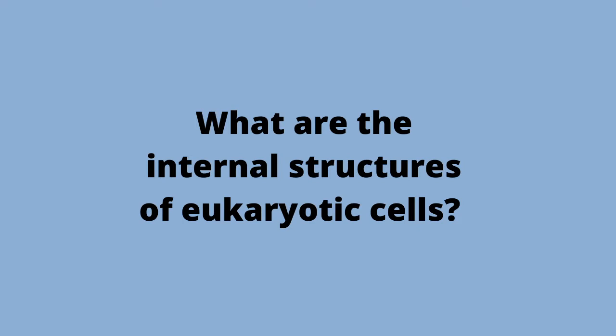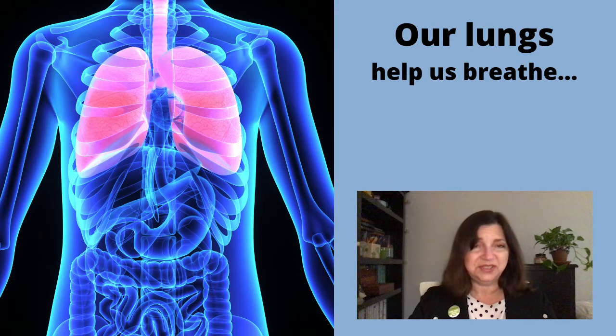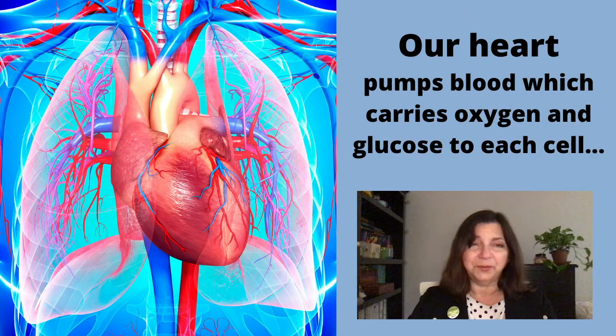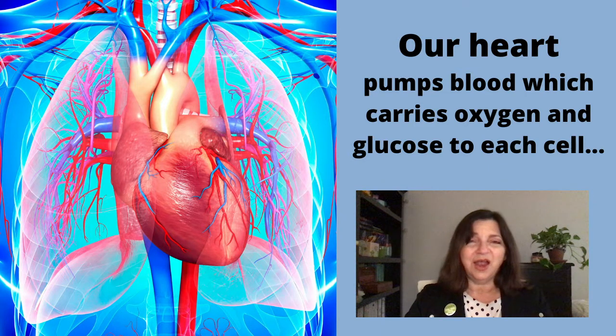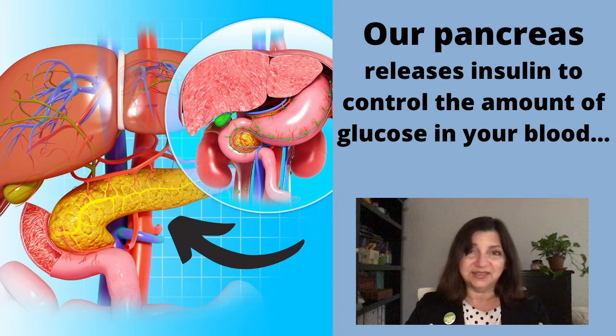What are the internal structures of eukaryotic cells? Eukaryotic cells contain many organelles. And organelles are like little organs, and each one has a specific job to do. Our lungs help us breathe. Our heart pumps blood, which carries oxygen and glucose to each cell. Our pancreas releases insulin to control the amount of glucose in your blood. And all of the organelles have very specific functions, just like the organs in your body.